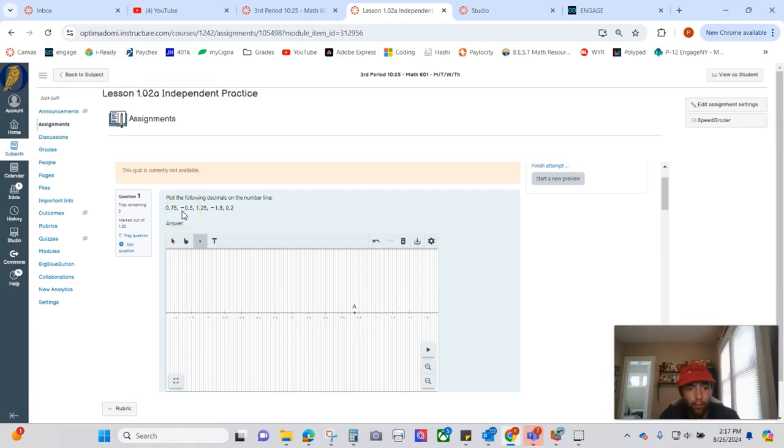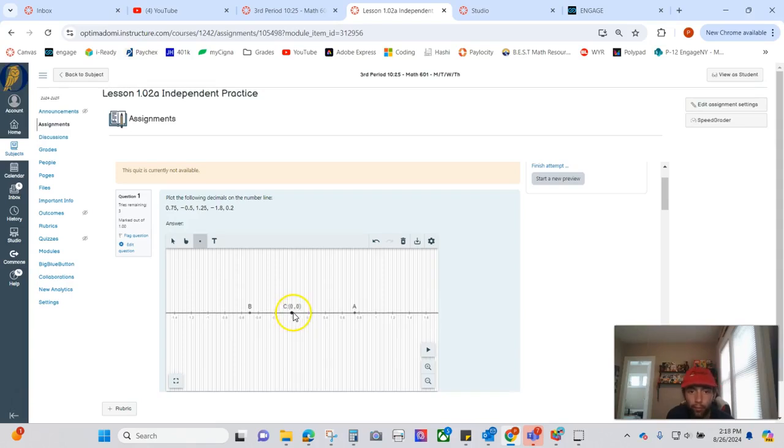Next is negative 0.5. So I start at 0. And negative numbers are to the left. So let's go to the left and try and find negative 0.5. Here's negative 0.2, negative 0.3, negative 0.4, almost, negative 0.5. Right there, in between negative 0.6 and negative 0.4. Now the next number, positive 1.25.